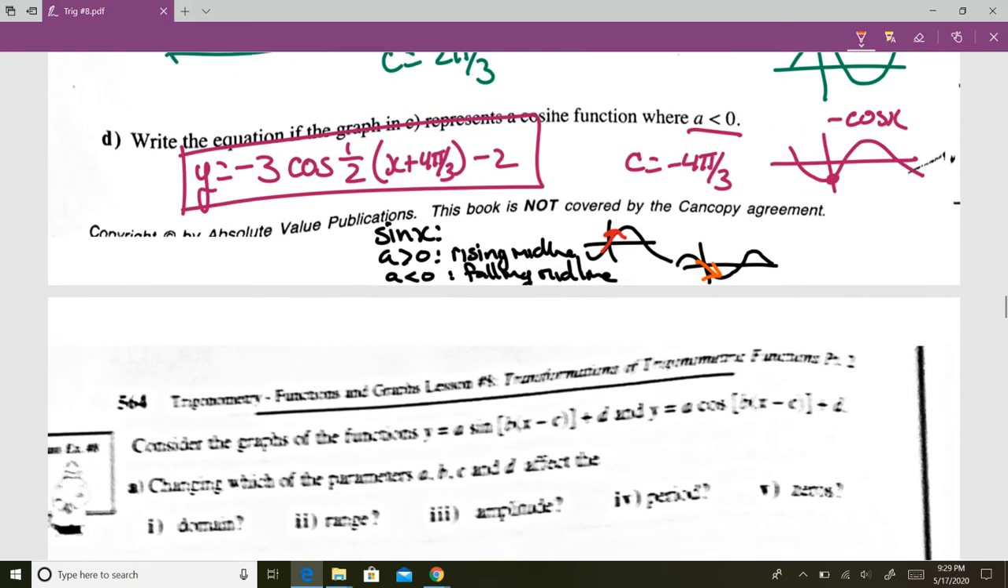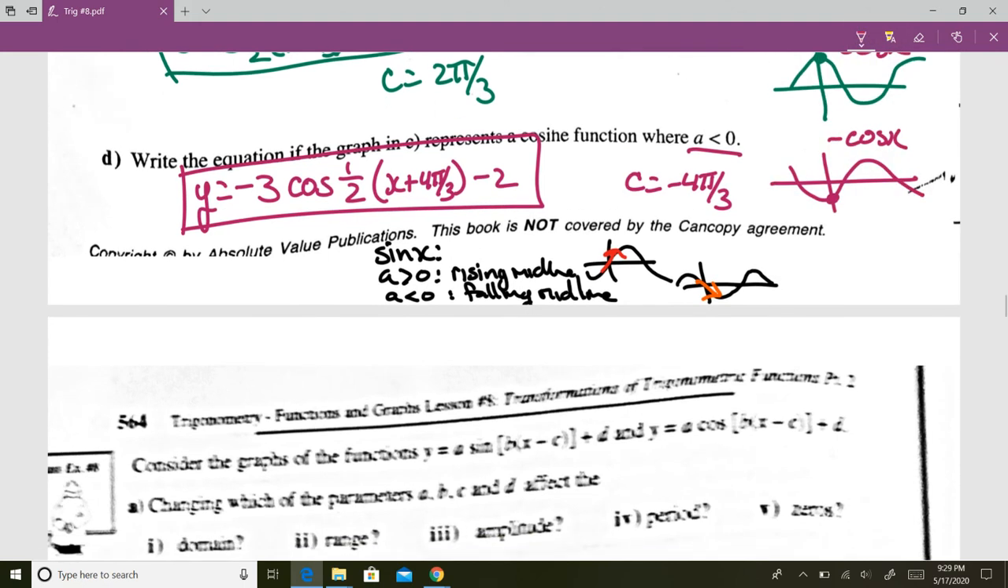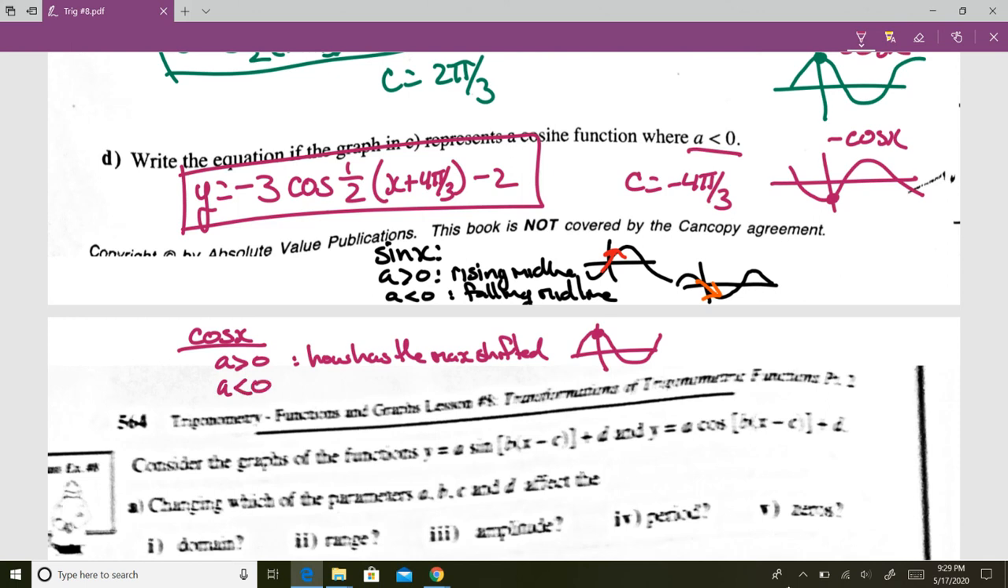Cosine. Okay. For a cos graph, if A is greater than 0, it's how has the max shifted from the origin. The cosine graph looks like that. It has a max at the origin. If A is less than 0, it's how has the min shifted. It now looks like that.